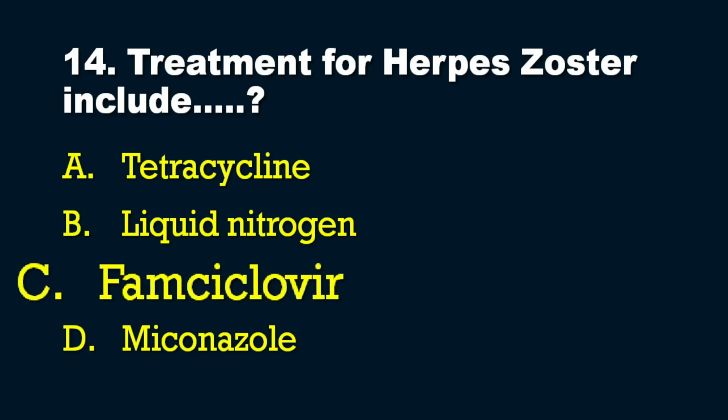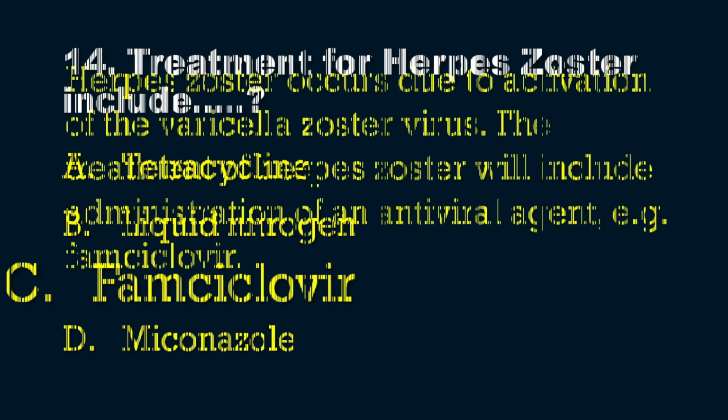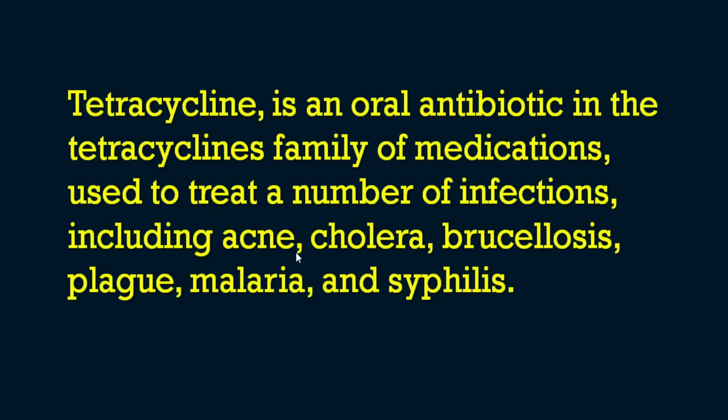Answer is option C, that is famciclovir. Famciclovir is the answer. So we know that herpes zoster occurs due to the activation of the varicella zoster virus, and the treatment of herpes zoster usually includes administration of an antiviral agent, that is famciclovir. Okay, the other options we'll have a look at, that's tetracycline.